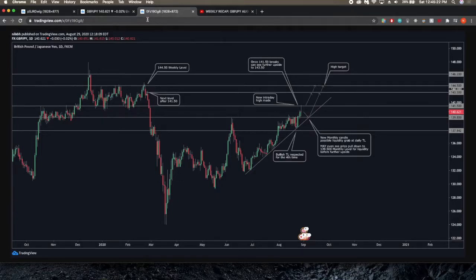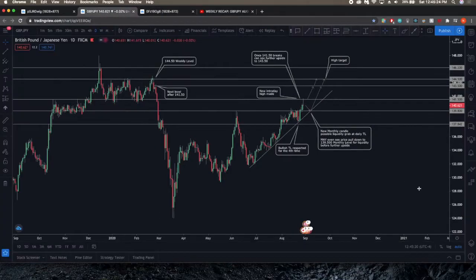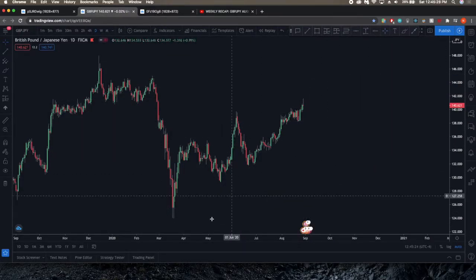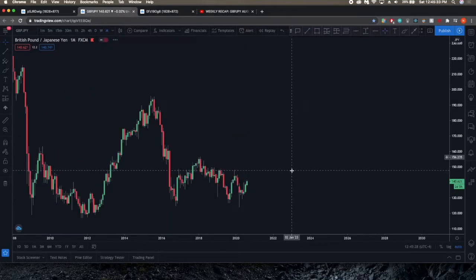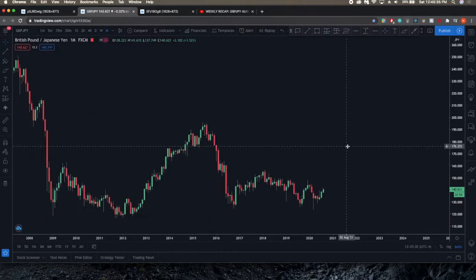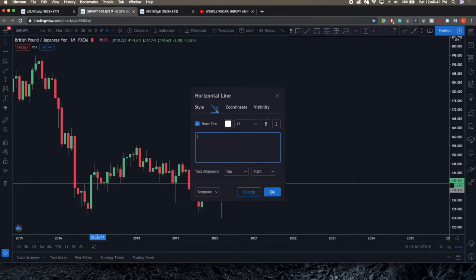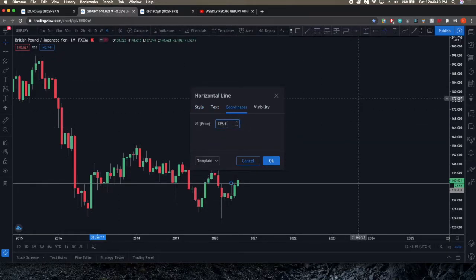Okay. So let's go and just redraw these levels. I'm just going to remove these drawings. Okay. So maintaining that bullish structure, right? Start off with monthly. As you can see, there's this level right here. One second, coordinates. Let's make it an even 5, right?